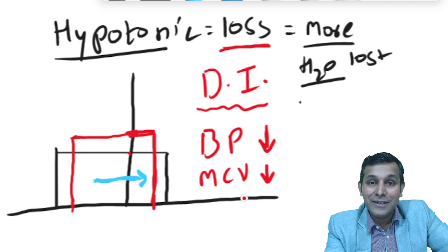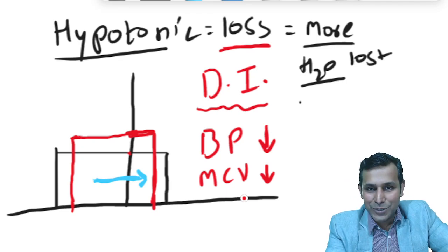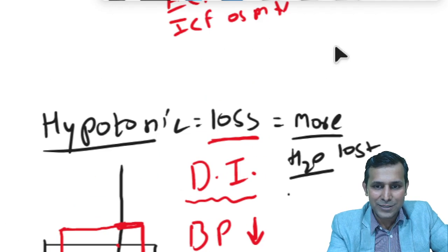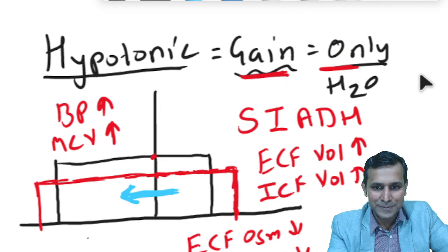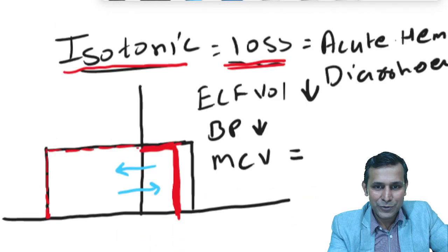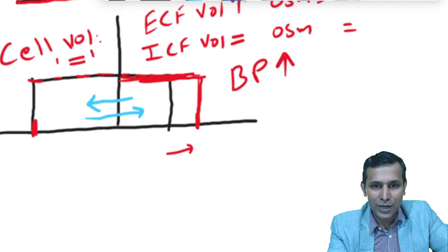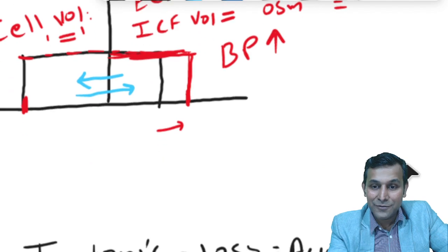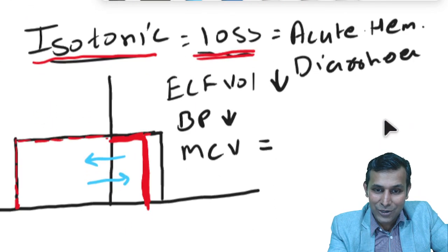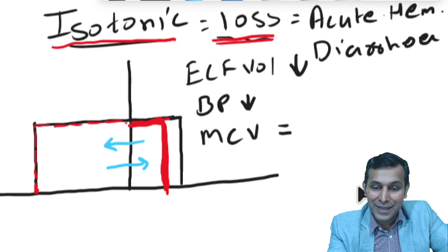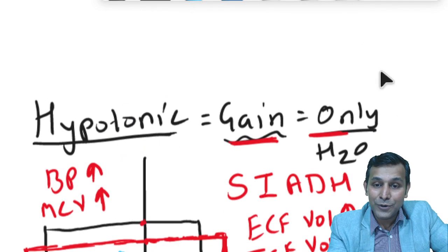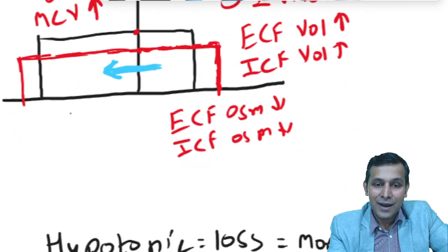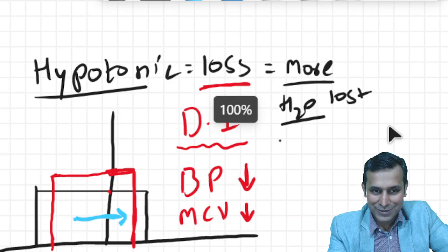So we have covered as of now 4 graphs: isotonic gain, isotonic loss. Before going to the further 2 graphs, I'll just browse what we have done so far. You can see we have done almost 4 graphs here. The first one was isotonic gain. The second one was isotonic loss. Then we did hypotonic gain, and then hypotonic loss.